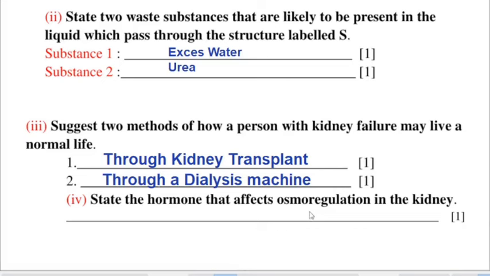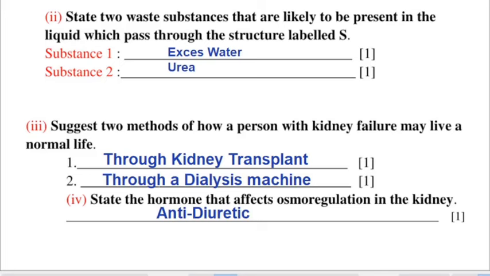We have one that affects water, which is produced by the pituitary gland, and this hormone is called the antidiuretic hormone. We also have another hormone that regulates mineral salts in the body, and this hormone is produced by the adrenal gland, and it is called the aldosterone hormone. So here you can write either antidiuretic hormone, or you can write aldosterone hormone. So we are going to write antidiuretic hormone. That is the hormone that affects osmoregulation in the body. So we have answered question 4.